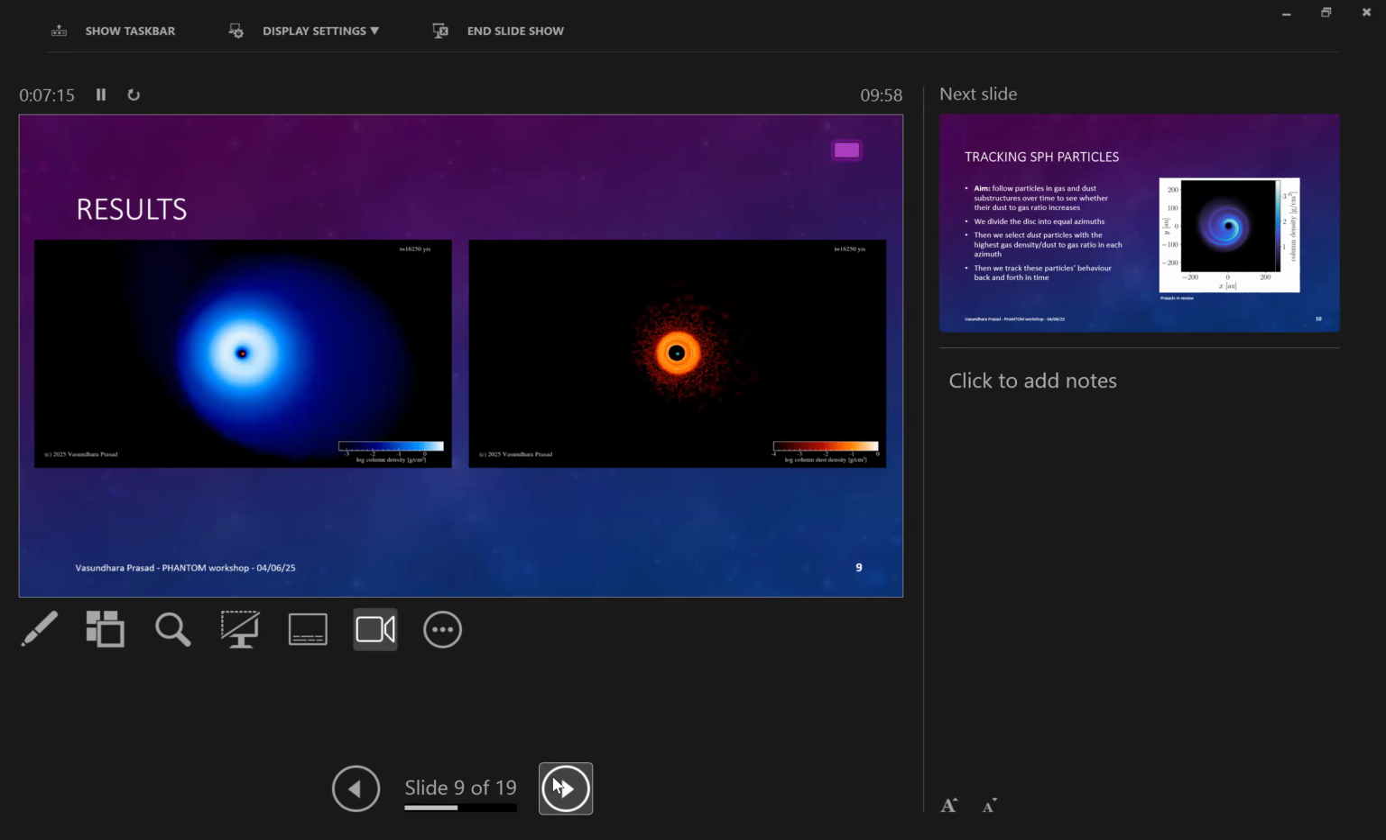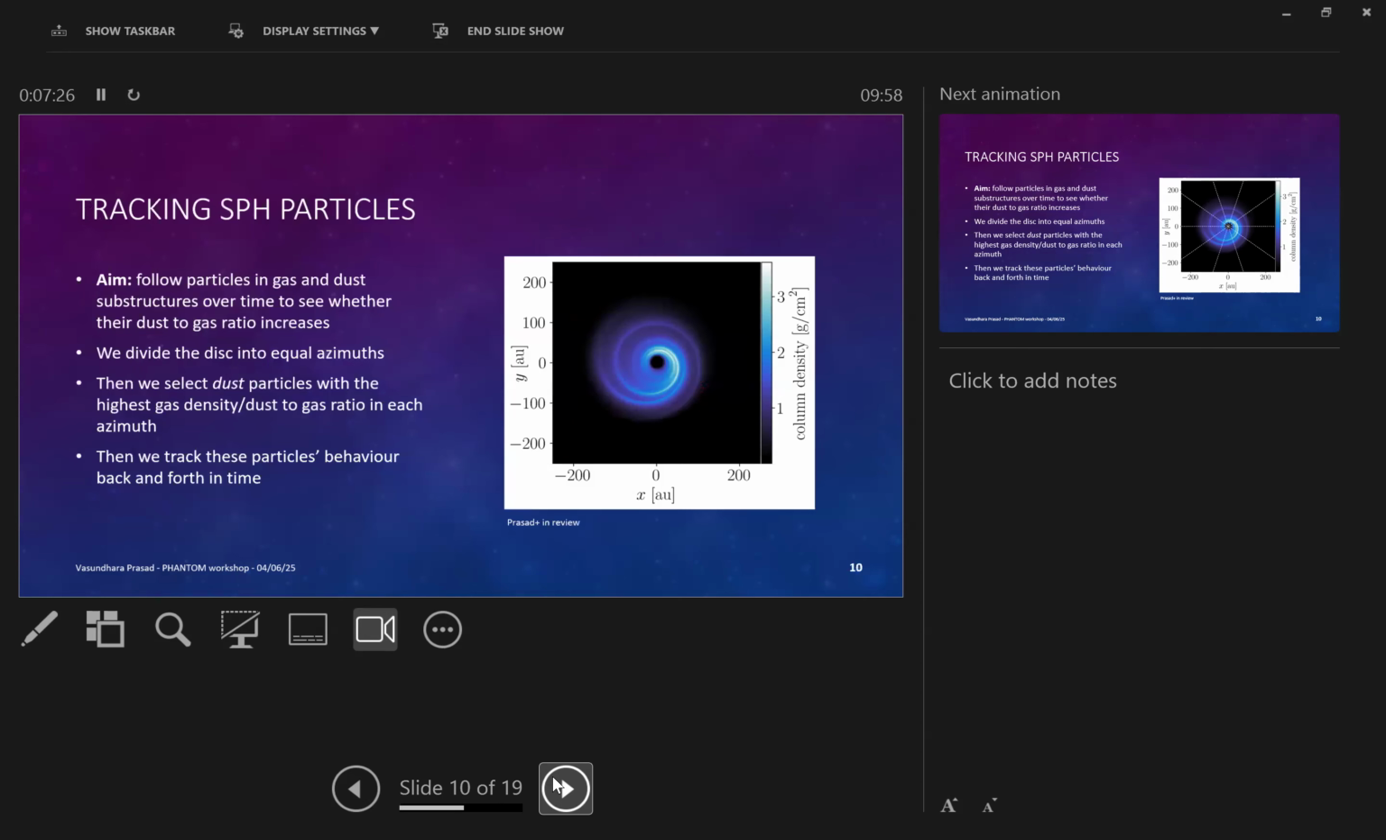So the next step is to think about what happens to particles within these substructures, and do they get high enough dust to gas ratios to trigger the streaming instability? And so to do that, we're going to select individual SPH particles. SPH is really useful for this because we can select these individual particles and follow them over time to see whether their dust to gas ratio increases. And so to select particles, what we're going to do is divide the disk into equal azimuths. I've shown 10 here, but in all the cases I'm about to show you, I used 50.